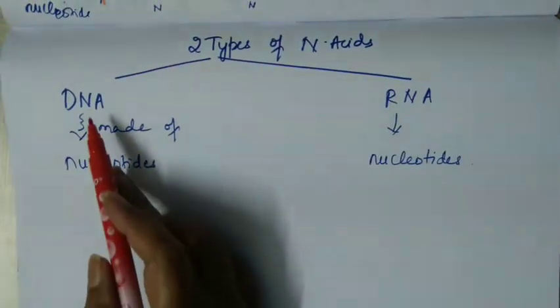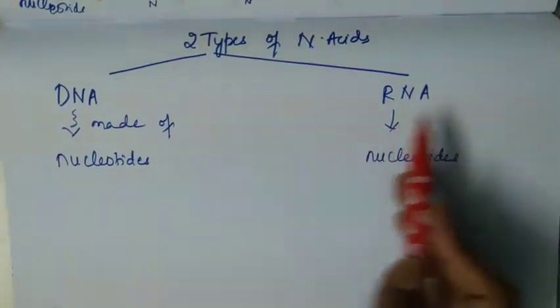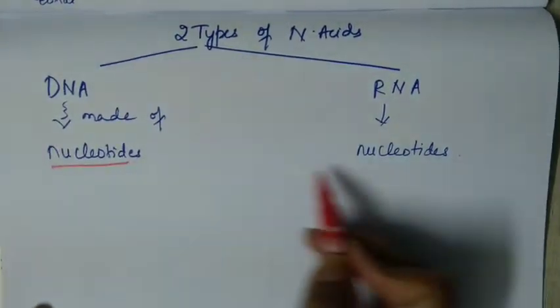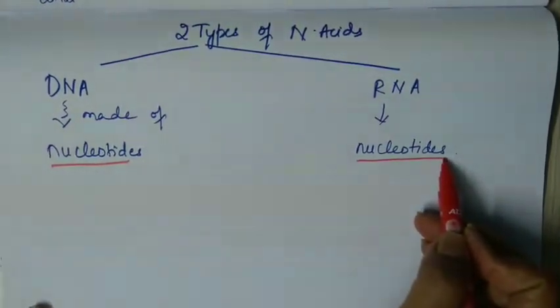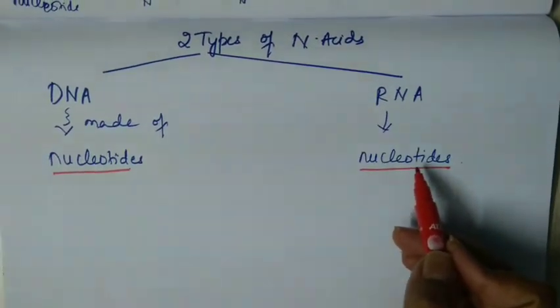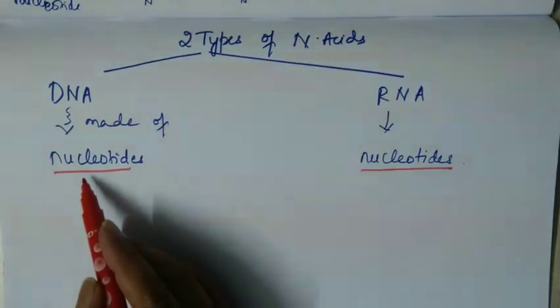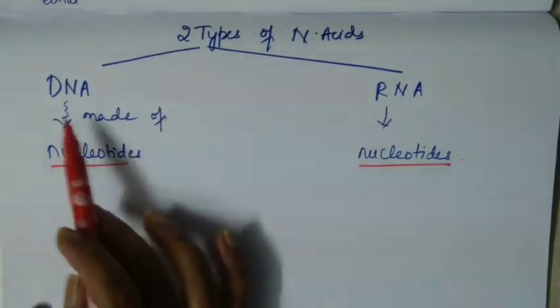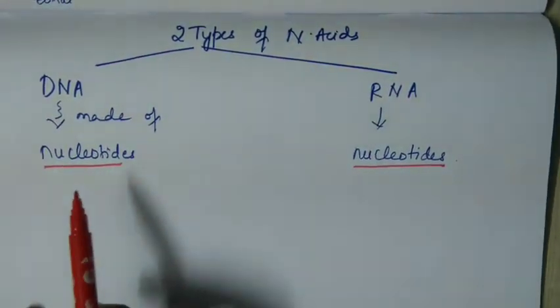So what is DNA made up of? What is RNA made up of? Both of these are made up of nucleotides. What are nucleotides? They are the monomers of nucleic acids. So we'll check what these nucleotides are made up of. Both DNA and RNA contain nucleotides.